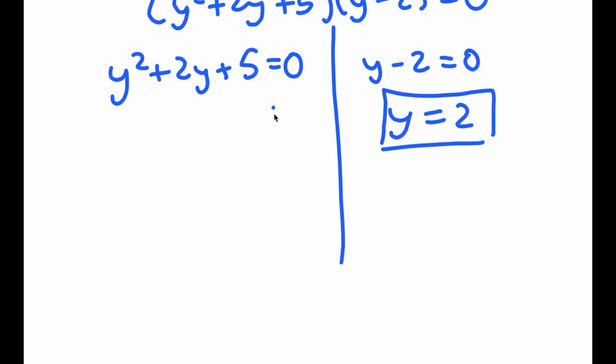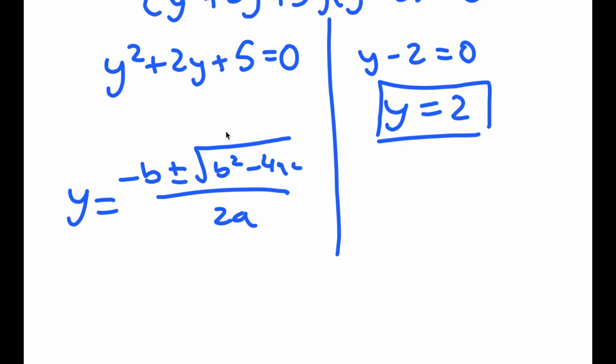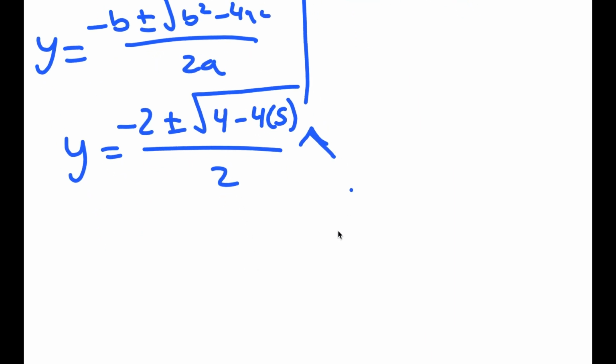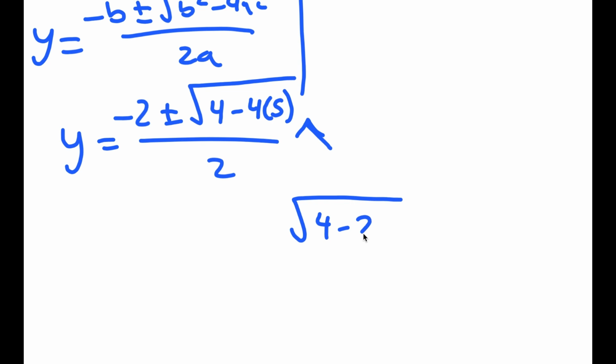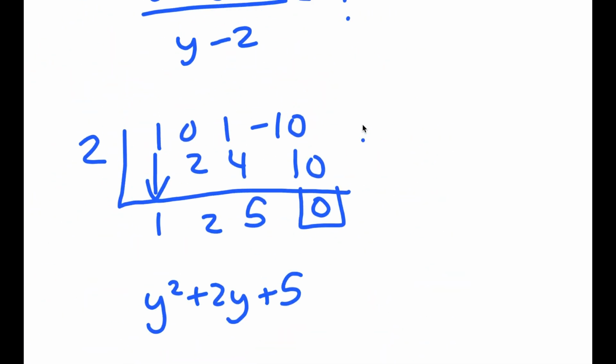Now for y squared plus 2y plus 5 equals 0, to solve this I'm going to use the quadratic formula. And here it is if you guys don't recall it. But let me plug in a, b, and c. So I have negative 2 plus or minus the square root of 4 minus 4 times 5. And notice over here, the square root of 4 minus 20 is equal to the square root of negative 16. And this is a negative number, and you can't take the square root of a negative number if you're looking for real solutions. So there's no solution for that, so our only solution for y is y equals 2.